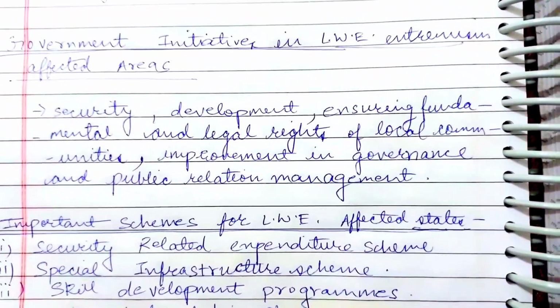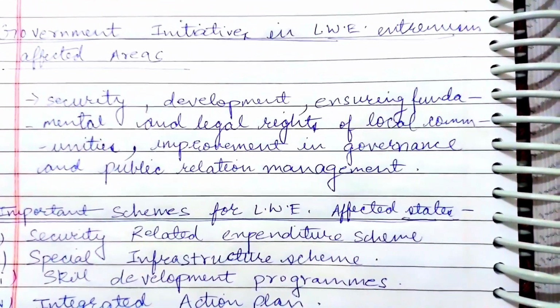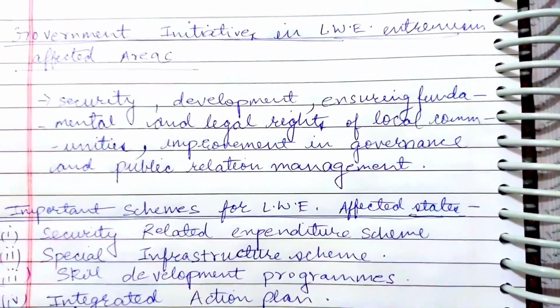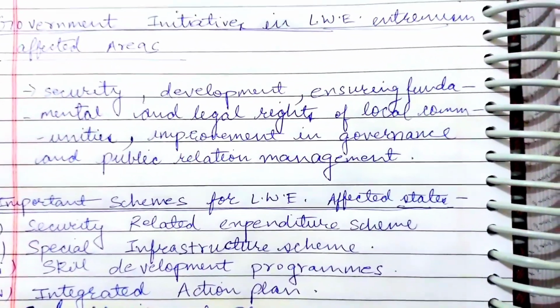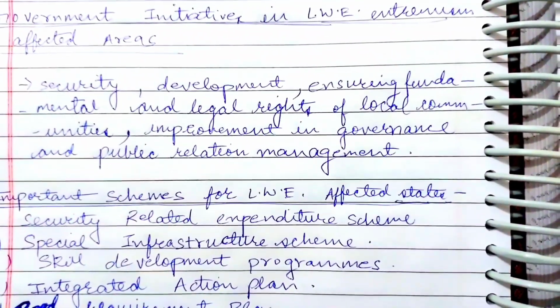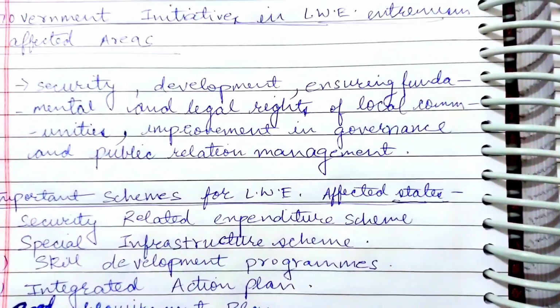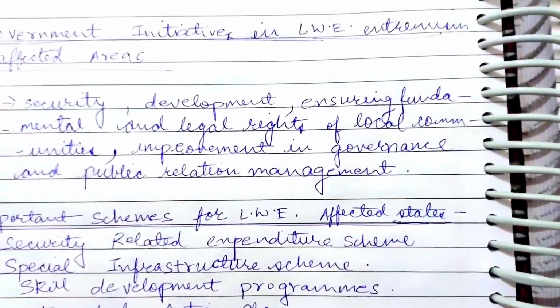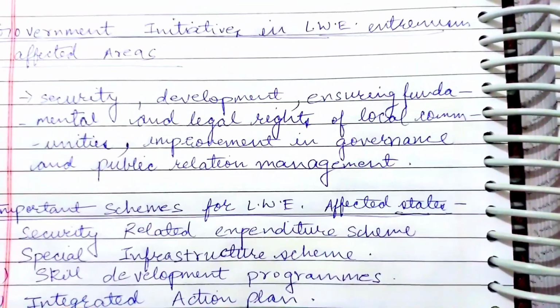Then we'll look at the government initiatives in left-wing extremism affected areas. Government initiatives in these areas are mainly based on security, then improving the security of people living in these areas, development, ensuring fundamental and legal rights of local communities, and improvement in governance and public relation management. So these are some of the initiatives in left-wing extremism affected areas.